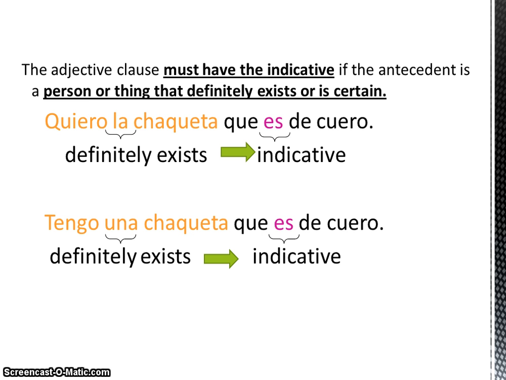Tengo una chaqueta que es de cuero. We know it exists because I said tengo, I have it. Even though I'm using una, which means a, look at the verb. I'm saying tengo, which means I have it for sure.